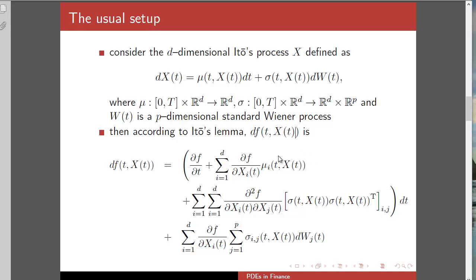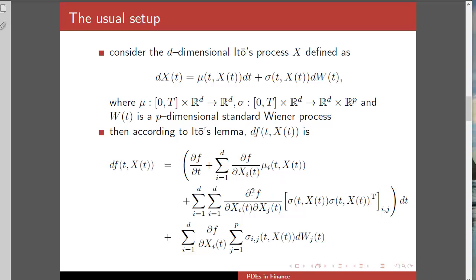then its differential can be calculated using the multidimensional Itô lemma. So this is the form of the differential that you would have. You would have to calculate the partial with respect to t. Then you would have to calculate the partial with respect to all the Itô processes in the multidimensional process.